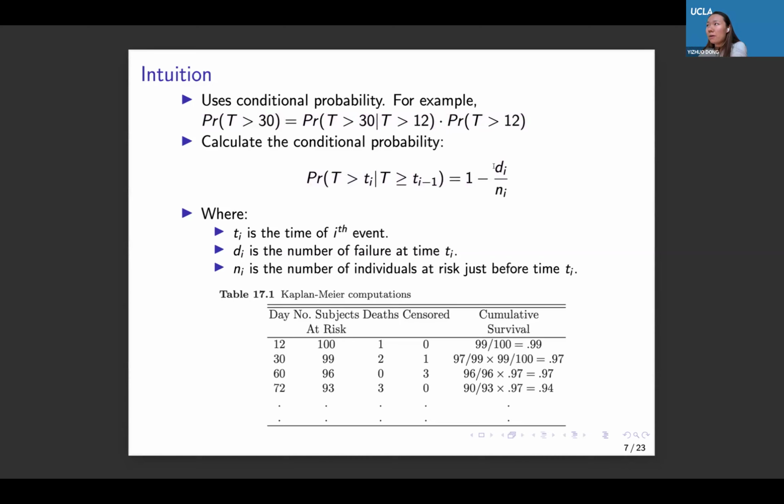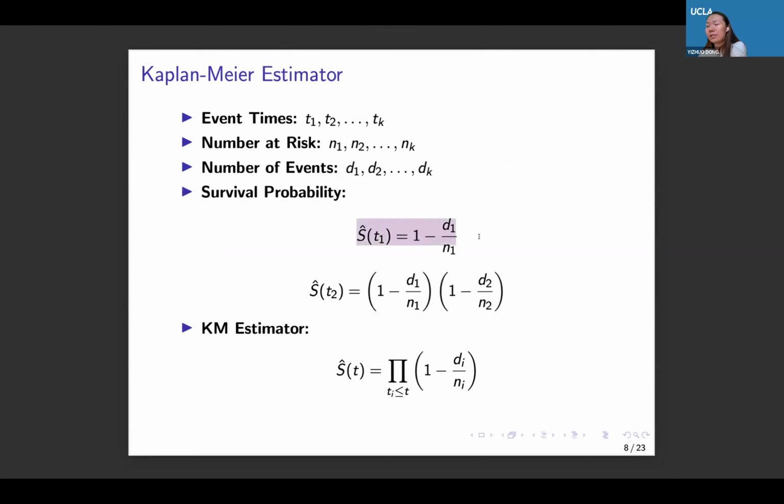Which means, among all the individuals who have survived until time ti, what is the number of failures during this time? So at time ti, what's the failure rate? If you look at this formula, it's more straightforward. So the S hat T1: until the first event, what's your survival rate? D1 is the number of failures, and this is the total number. So this is the survival rate until time T1.